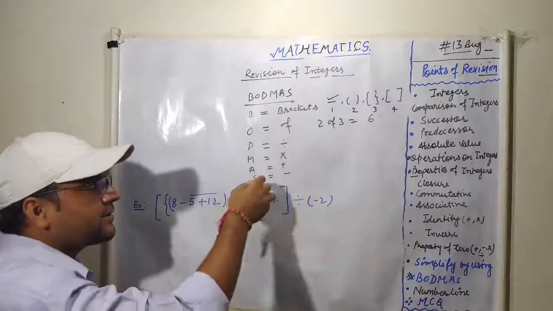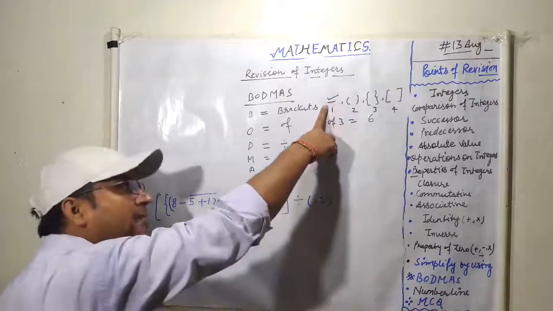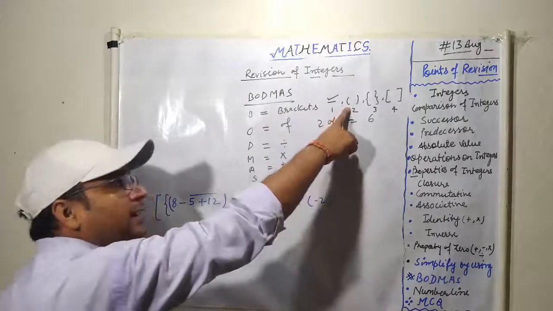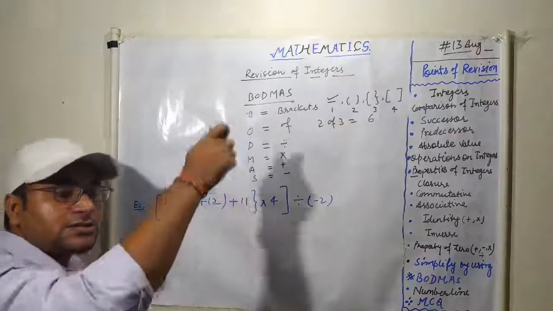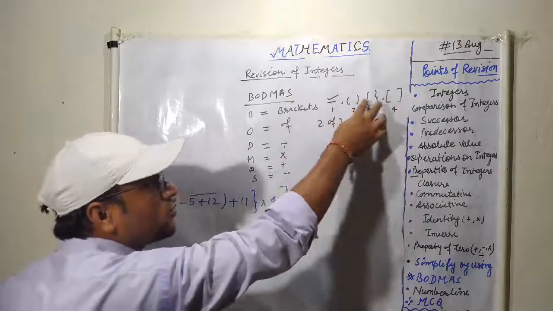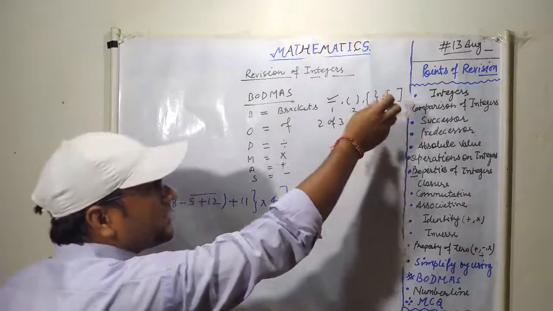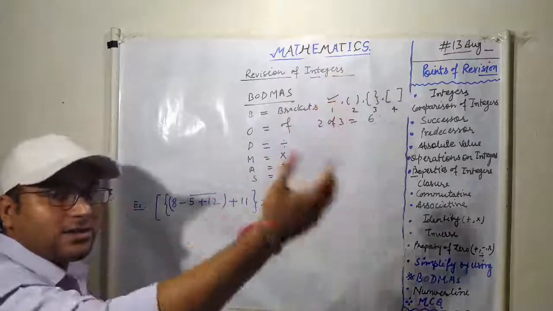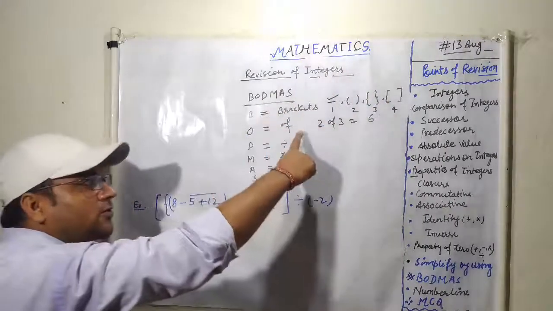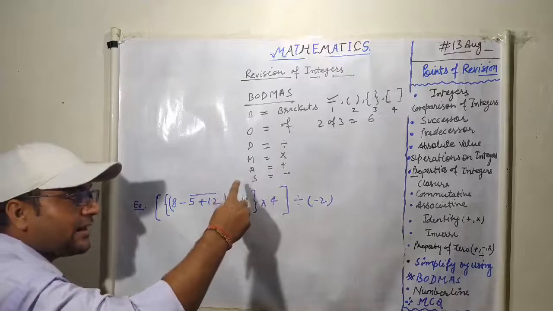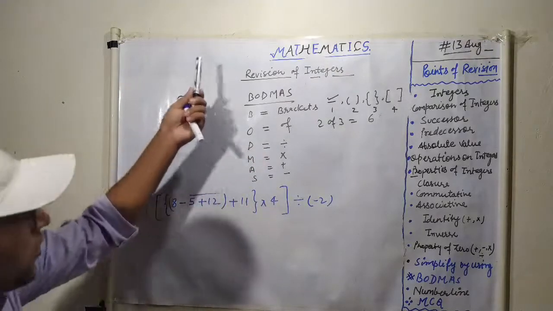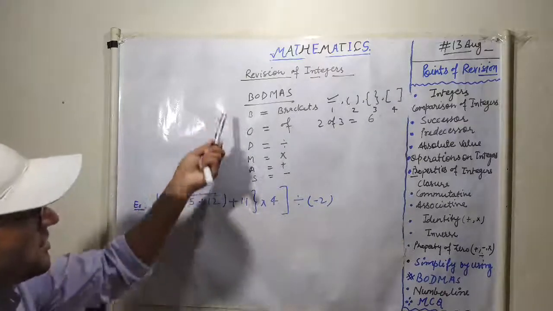If a bar bracket is given, first you solve the bar bracket. If it is not given, and a small bracket is given, you solve the small bracket first, then go to the curly bracket and then the square bracket. If only square brackets are given, first solve the square bracket and then solve the other things. If brackets are not given, then if of is given, first you solve of, then division, then multiplication, addition, and last you do subtraction. Students, you will follow this BODMAS format.